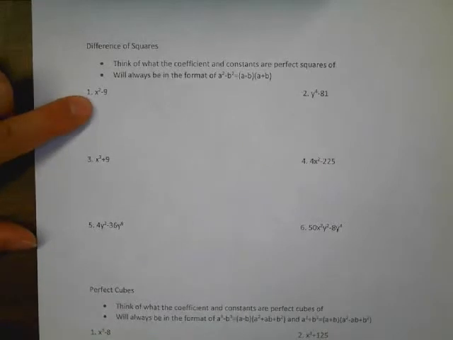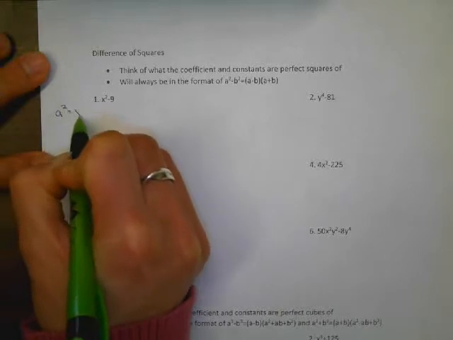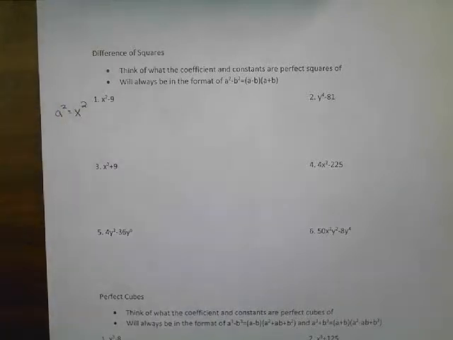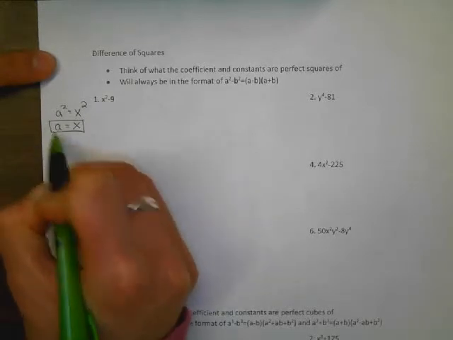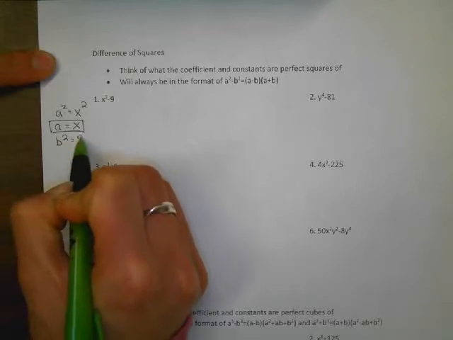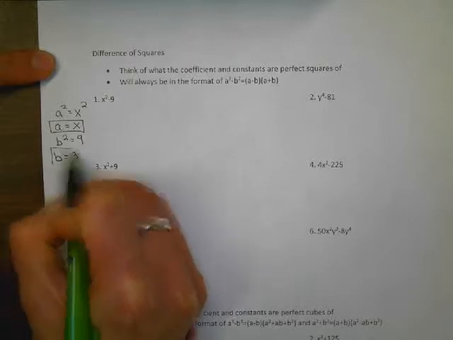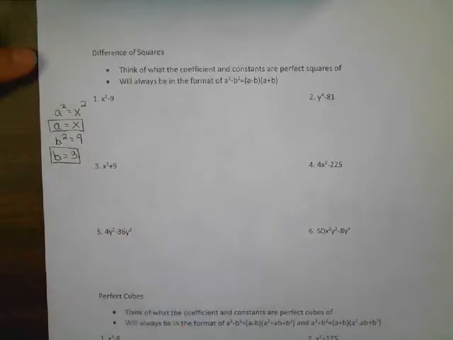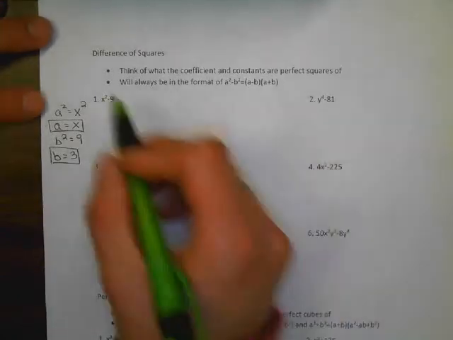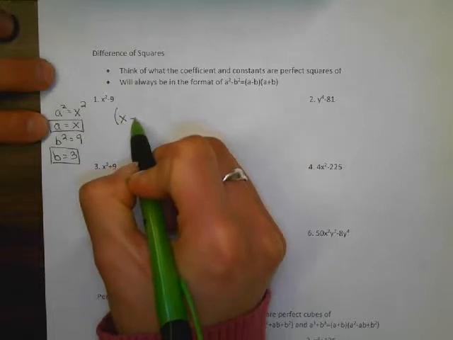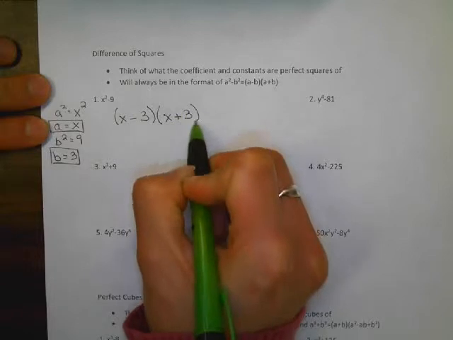So in our first example, we have x squared minus 9. So we know that a squared is x squared. So if the squared term is x squared, then a regular a is just going to be x. I know b squared is 9, so the square root of that would be 3, so regular b is 3. From here, I just have to put it in my format, a minus b and a plus b. I know a is x, minus b is 3, and then x plus 3.